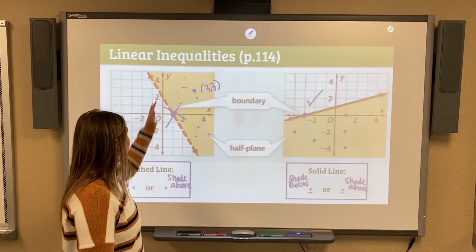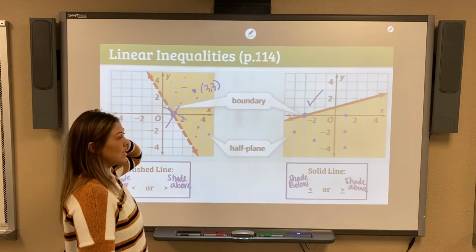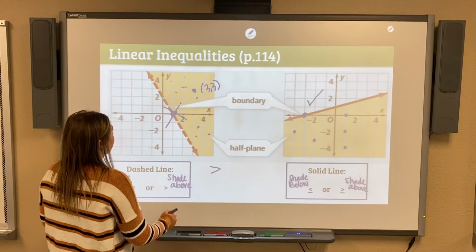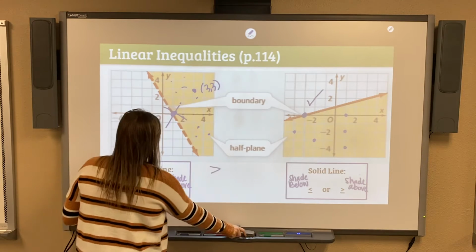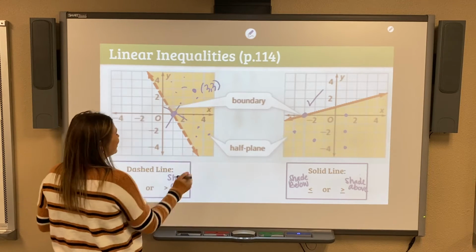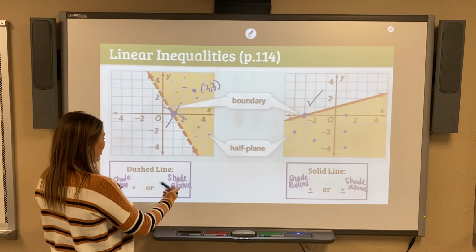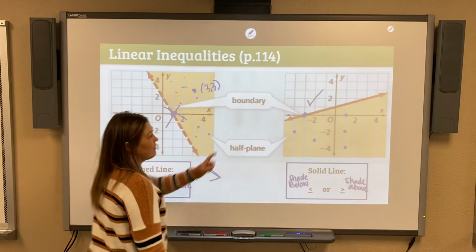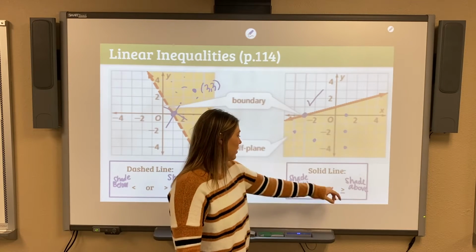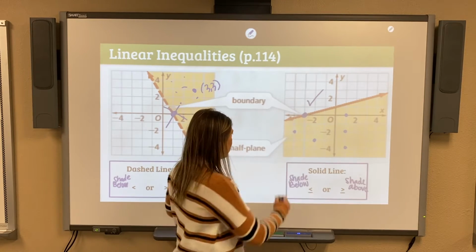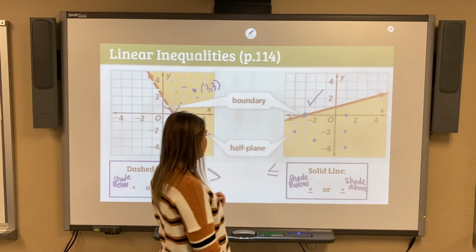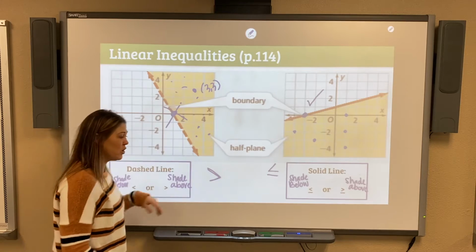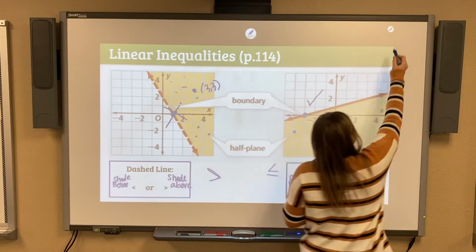So like with this inequality, I can tell since it's a dashed line, it's going to be a less than or a greater than. And because it's shaded above, it is a greater than. And for this one, it's a solid line, so it has one of these, and it's shaded below, so this would be less than or equal to. We could even go as far as to pick the slope and the y-intercept, but we'll talk about that in a second.